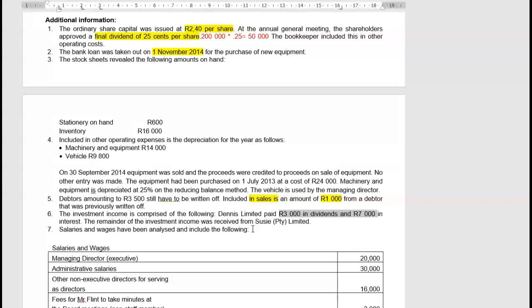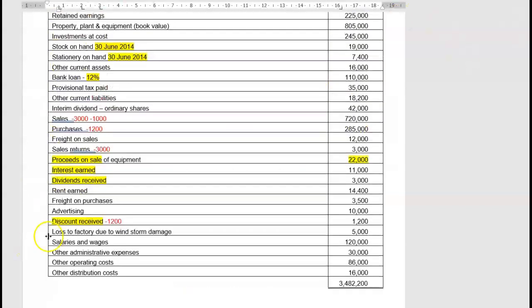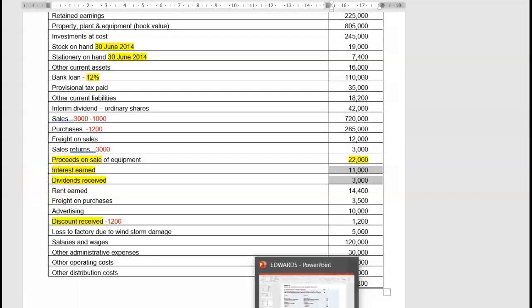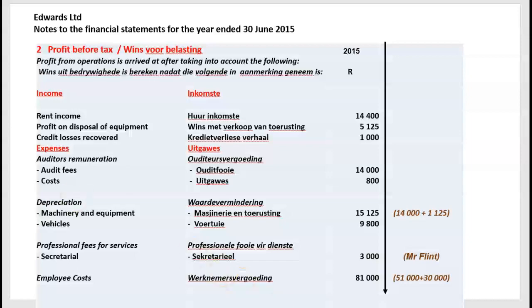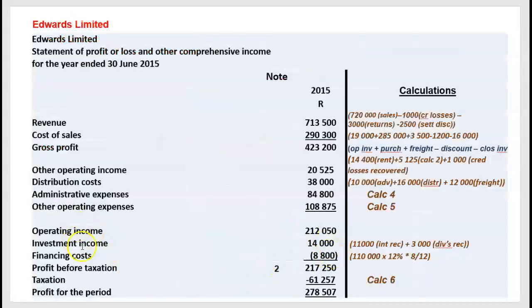Then I would have to show them income from unlisted investments, and again distinguish between dividends received and interest received. In this question they do not ask us for the investment note, so that 14,000 Rand, the interest as well as the dividends received, will be shown under investment income on the face of our income statement. So here, investment income, a total of 14,000 Rand.